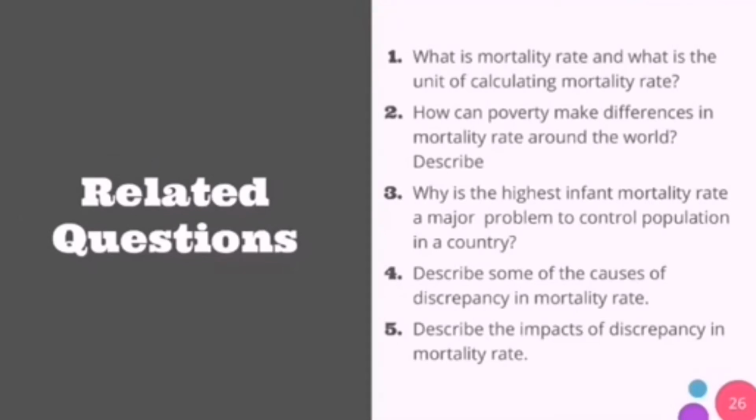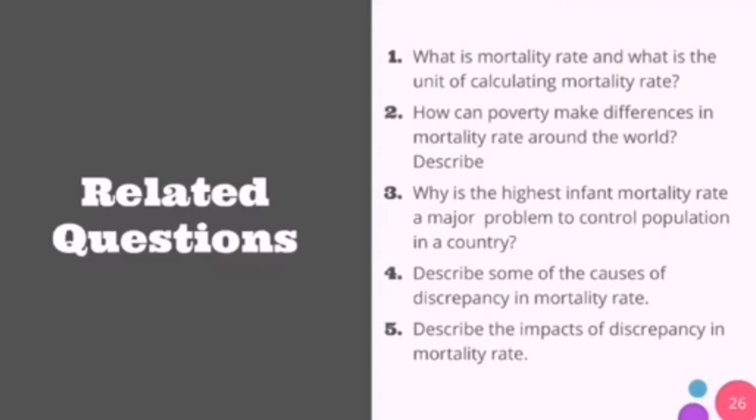Now time for your RQs. These are the RQs we can see from our today's lesson. Here you can see 5 RQs are given. First of all, what is mortality rate and what is the unit of calculating mortality rate? Then, how can poverty make differences in mortality rate around the world? Then, why is the highest infant mortality rate a major problem to control population in a country?